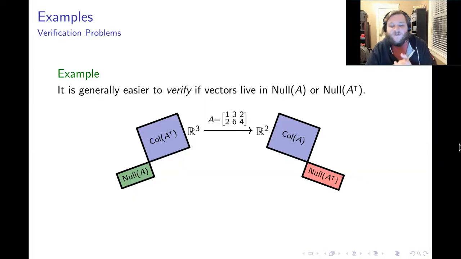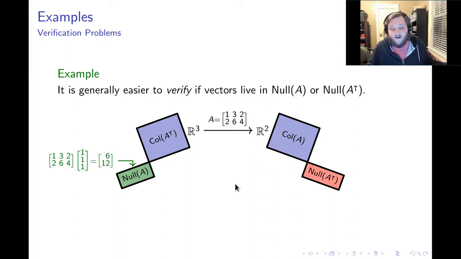So I'd like to do some examples now to illustrate what it's like to verify whether or not vectors live in one of the particular 4 subspaces. And keep in mind that it's generally easier to verify whether or not a vector lives in a null space than a column space. So let's see some examples here. So here I have a particular 2 by 3 matrix. And because this matrix is 2 by 3, I can view it as a machine that goes from R3 into R2.